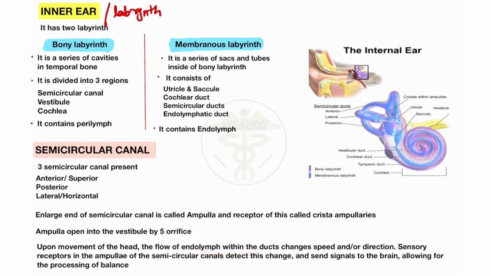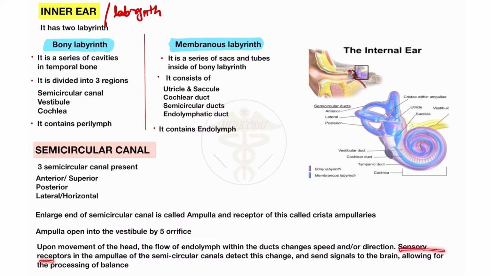I already said that inside the semicircular canal, endolymph is also present. Because the duct is the semicircular duct which is part of the membranous labyrinth, it contains the endolymph. So the flow of endolymph within the duct changes the speed or rotation. So first it changes the speed and rotation.